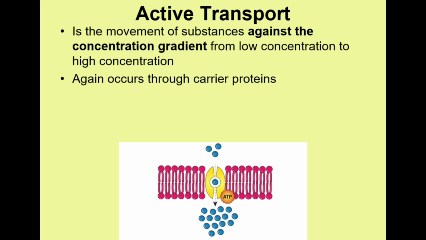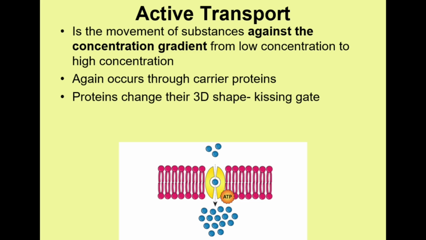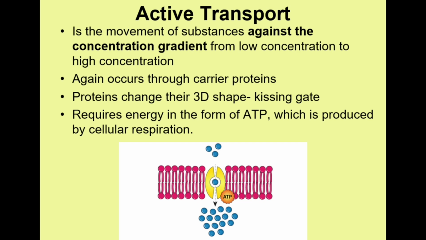Again, this will need special carrier proteins to do this, so this will not happen freely across the plasma membrane. And we typically have these highly specialized transmembrane proteins that have a very specialized 3D, almost kissing gate style action to them. And because we're going against the concentration gradient, the cell needs to spend energy in the form of ATP. And this ATP is generated within the mitochondria during the process of cellular respiration that we'll look at in a couple of sessions' time.